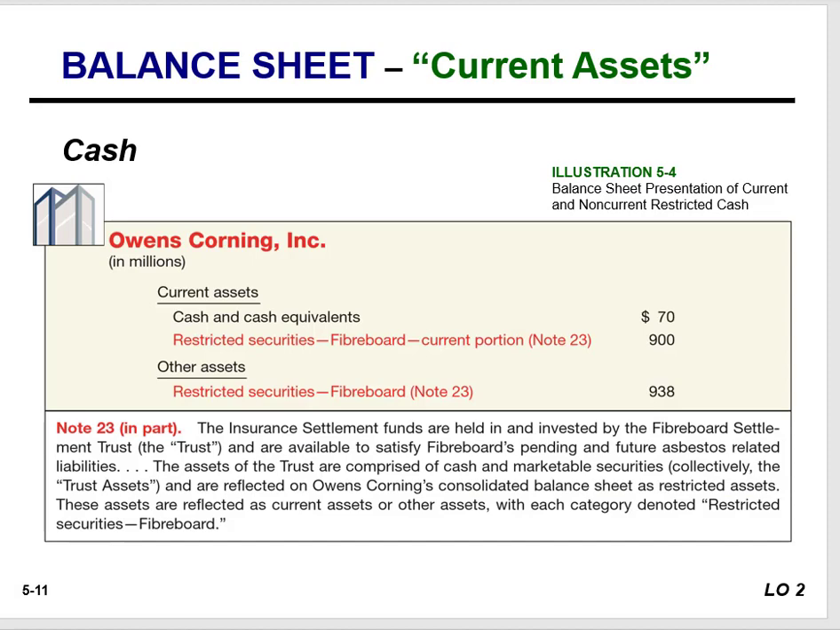So here again with cash, you have another example, and this one's dealing with other assets. Under current assets, you have cash and restricted securities, with a current portion, note 23, of $900. And under other assets, you have restricted securities, note 23. They broke it out between current assets and other assets, and the note at the bottom describes what it represents. So this is a balance sheet presentation of current and non-current restricted cash.